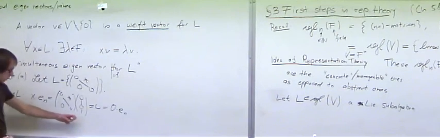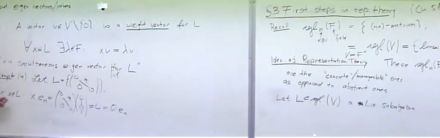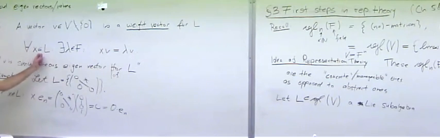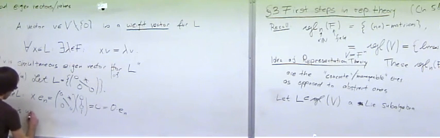Here the eigenvalue is independent of the matrix. And in general, the eigenvector may depend on the matrix, but here it's not. Anyway, so this is the first example. En is a weight vector.